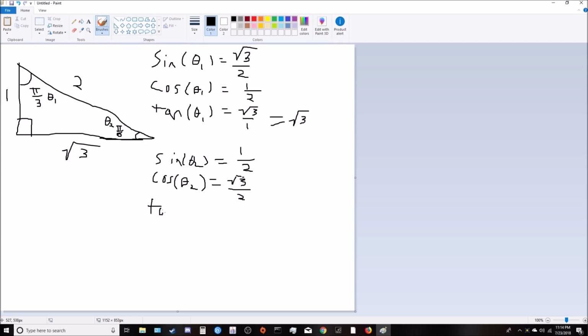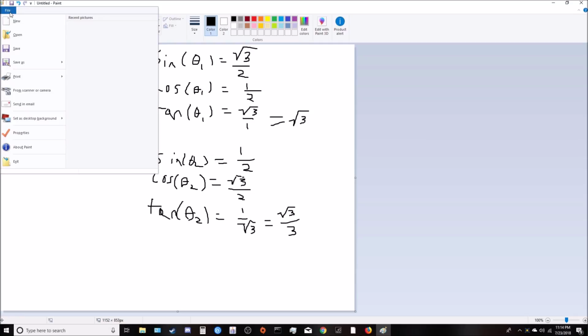And finally, the tangent of theta sub 2 is going to be the opposite side over the adjacent side. So that's 1 over root 3. Or if you wanted to rationalize the denominator, root 3 over 3. And there you have it. And I'll leave the reciprocal functions to you as an exercise if you want to do those. Mostly for practice, but also because I don't really want to bother writing all these out, if I'm being perfectly honest.